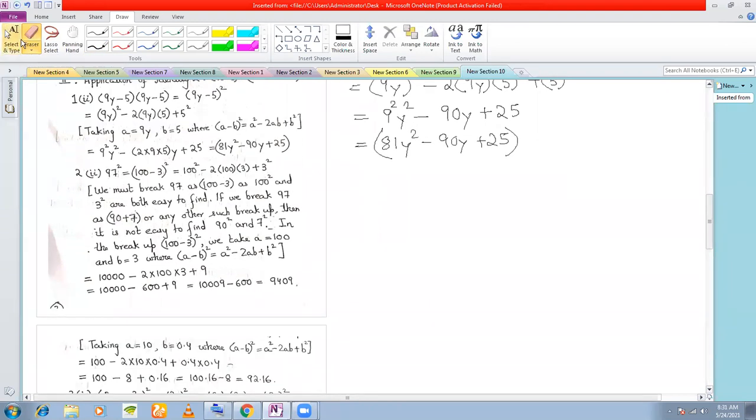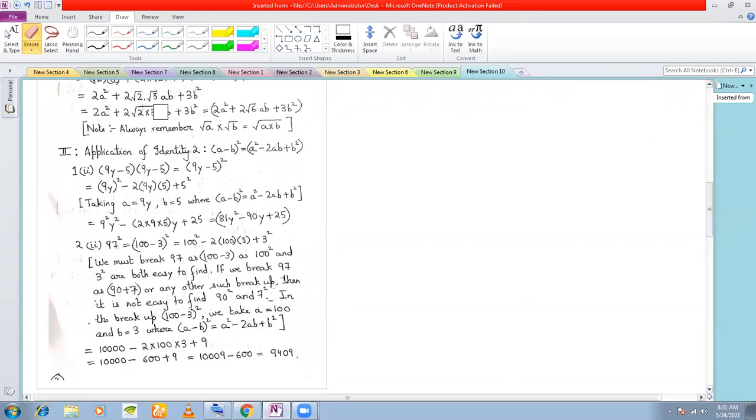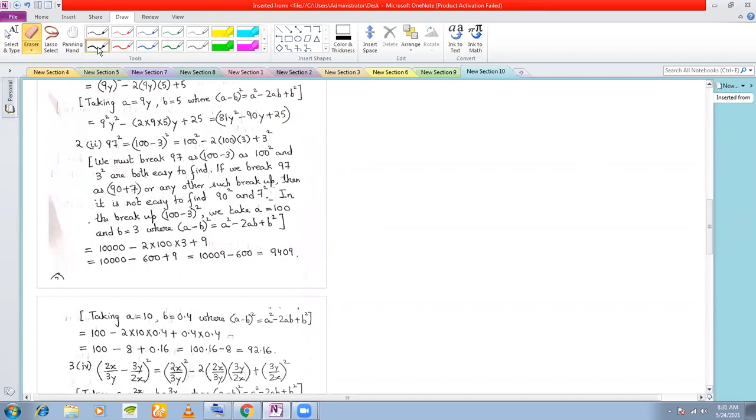Let us see the next one, 97 whole square. How to find out the value of 97 whole square? Now 97 whole square, how will you break? It should be 100 minus 3. Why 100 minus 3? Because both 100 and 3 are very easy to square. I will break 97 square as 100 minus 3, because if I square 100, I'll get 1 followed by 4 zeros, and if I square 3, I'll get 9. I know all this, right?